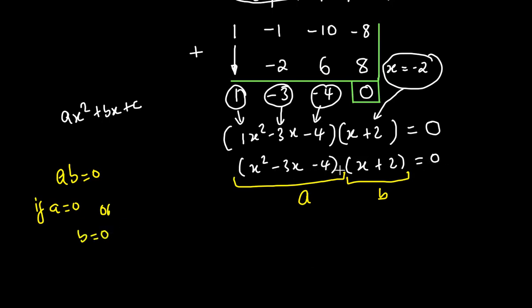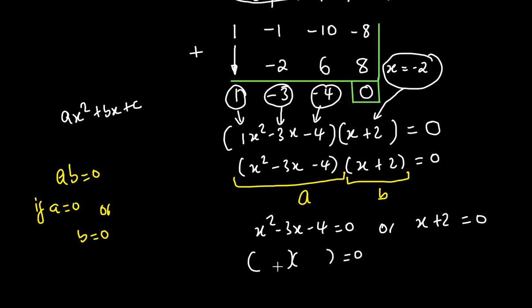We take this as our A, this is our B. So we're going to say x squared minus 3x minus 4 will be equal to 0, or x plus 2, the second bracket, will be equal to 0. Now here you can just use the quadratic formula and get your x values. I'm just going to factorize it.